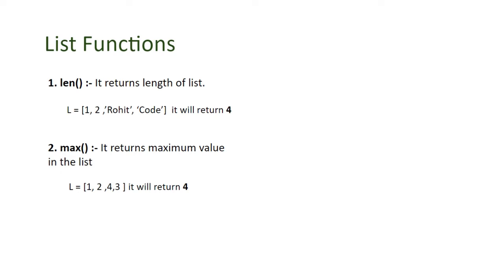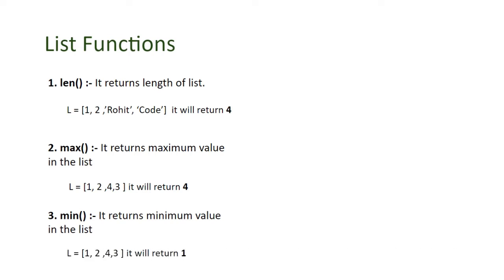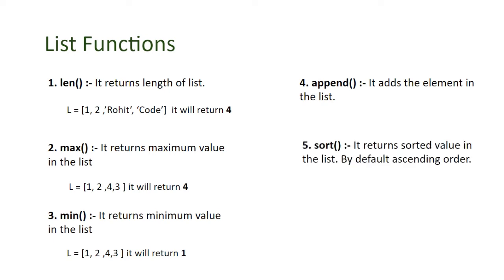Now our next function is the min function. It will return the minimum value. It works like the max function, but it returns the minimum value. So in this example you can see L equals to, in square brackets, 1, 2, 4 and 3. So it will return 1. Now our next function is append. It is used when we want to add something to our list. We do not want to replace it, we want to add it. Now our next function is sort. It will sort all the values in the list in ascending order.